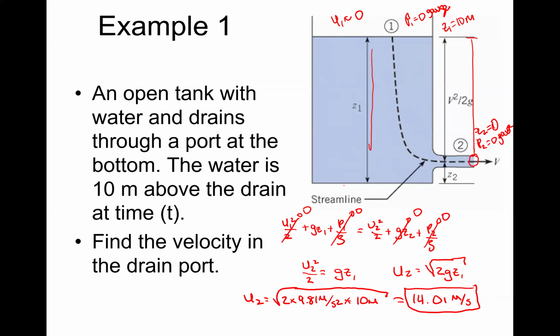As I explained before, this is a relationship of energy, and you see that with no knowledge of how wide the diameter of this exit is, we know that the velocity is going to be 14 meters per second. Obviously, the volumetric flow rate depends largely on whether that pipe is bigger or smaller.